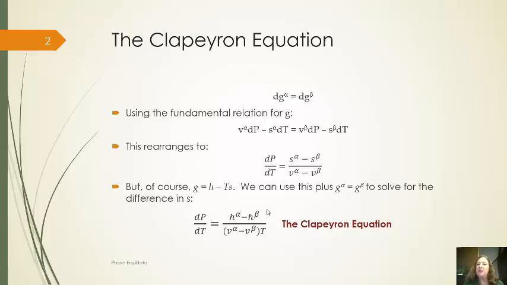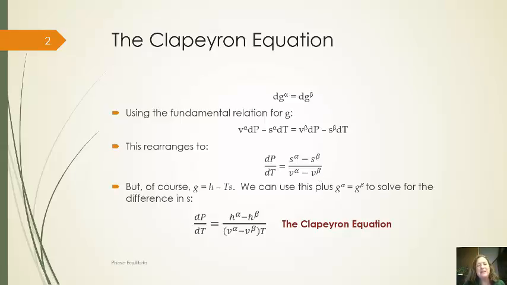And we said that we could take the dG expression, using the fundamental relation, and that's V dP minus S dT. And this will be the same for the alpha phase and the beta phase. If I take this and rearrange, bringing the dP terms together and the dT terms together, and then rewriting this differential as a derivative, I end up with dP/dT is S of the alpha phase minus S of the beta phase over V of the alpha phase minus V of the beta phase.